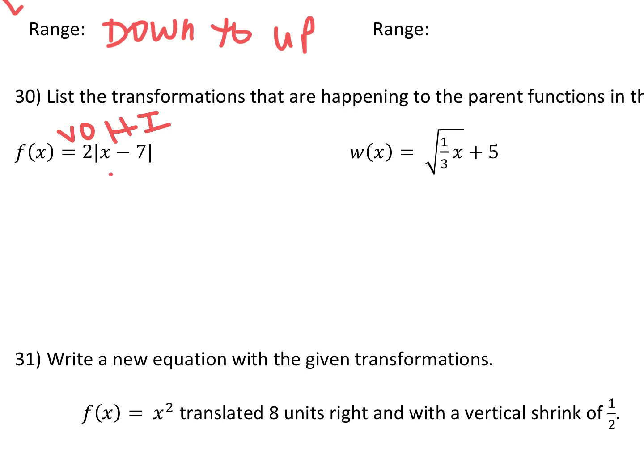So that's 7 there. That's telling me to do a horizontal thing, which is like right or left. This one's right 7. And this thing is telling me it's a vertical, and do you guys remember the name for that? Stretch. There's stretch, there's shrink. Which one do you guys think it is? Stretch. If it was on the inside, that 2 would do the opposite of what you would think, and so it would shrink. But that 2's on the outside, so it's a vertical stretch.